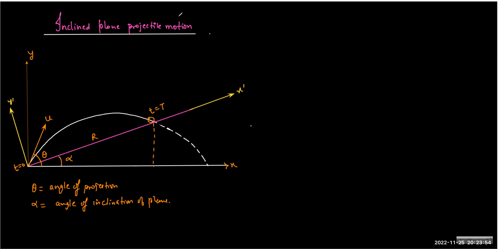So now we can extend this line. The next part is resolving every vector into 4 components, not 2. Earlier we used to resolve x and y, now we'll resolve x dash and y dash as well.